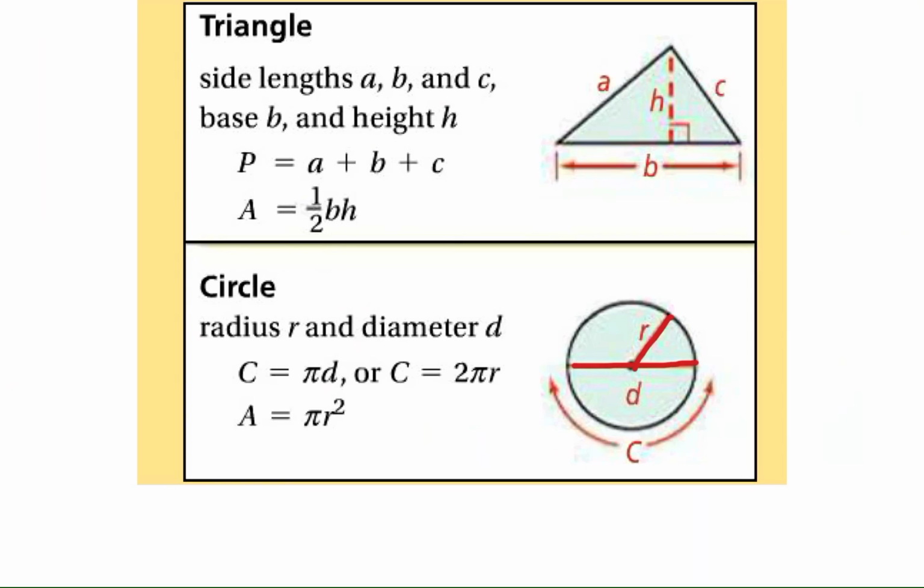To find the perimeter of a triangle, you would just add up all of the side lengths. In order to find the area of a triangle, you're doing 1/2 times the base times the height. So we're basically using the rectangle formula, but with that additional 1/2 that you're multiplying.